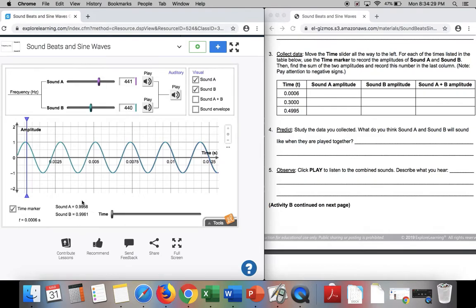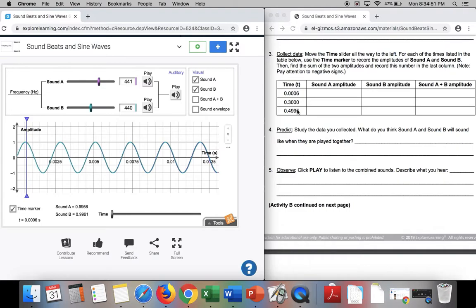And I've got sound A and sound B. I'm going to take sound A's amplitude and put that in the box. Sound B's amplitude, I'm going to put that in the box. And then if I add those together, whatever you get is what should go in this box. You will do that for 0.3 and 0.4995 as well.